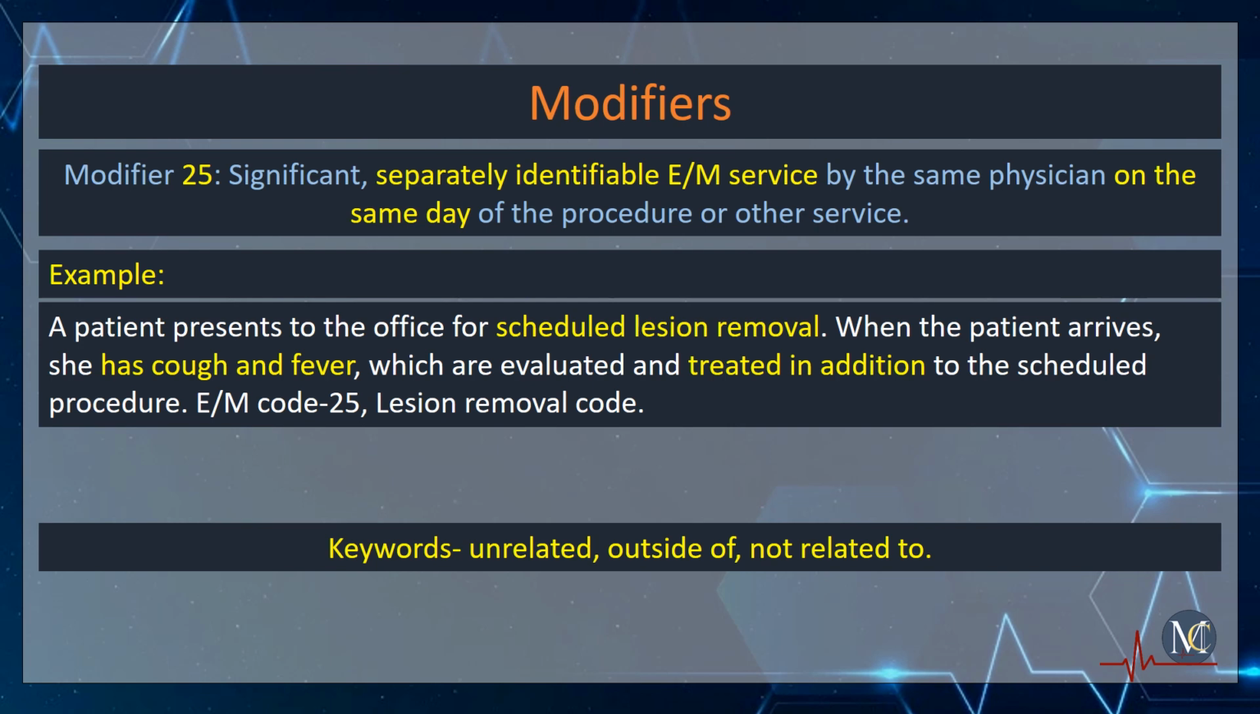A patient presents to the office for a scheduled lesion removal. When the patient arrives, she has a cough and fever, which are evaluated and treated in addition to the scheduled procedure. An evaluation and management code will be used along with the 25 modifier and the lesion removal code. Keywords used in the procedure to add modifier 25 are unrelated, outside of, not related to.